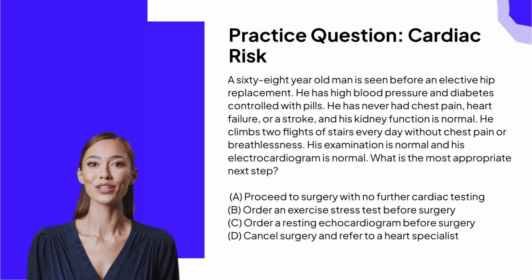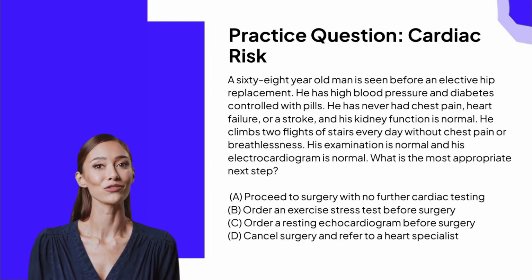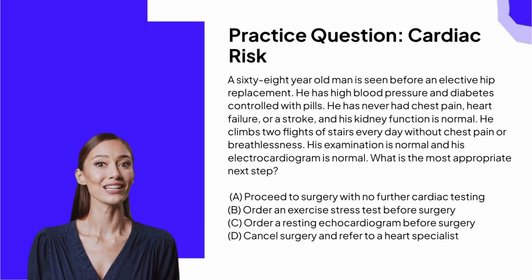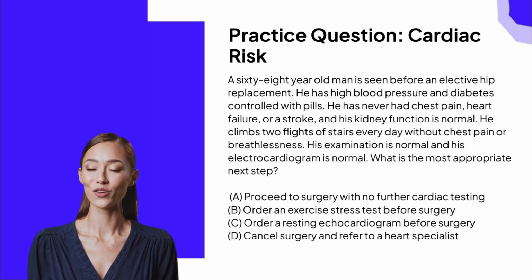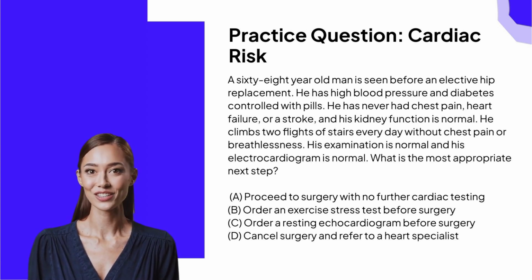Let us work through our first practice question, and this one tests cardiac risk assessment. A 68-year-old man is being seen before an elective hip replacement. He has high blood pressure and diabetes controlled with pills. Importantly, he has never had chest pain, heart failure, or a stroke, and his kidney function is normal.